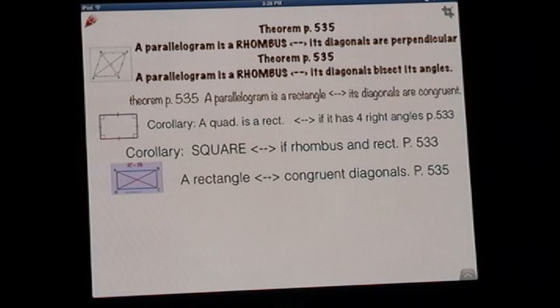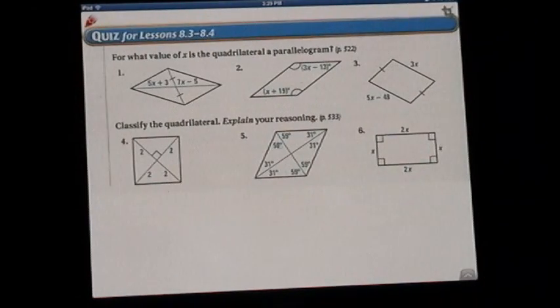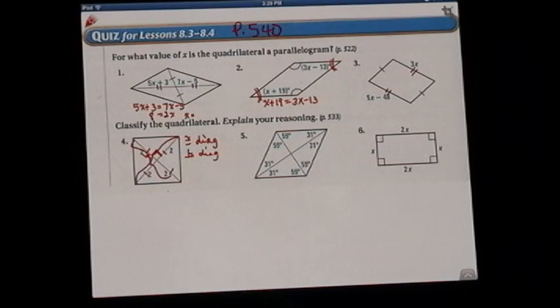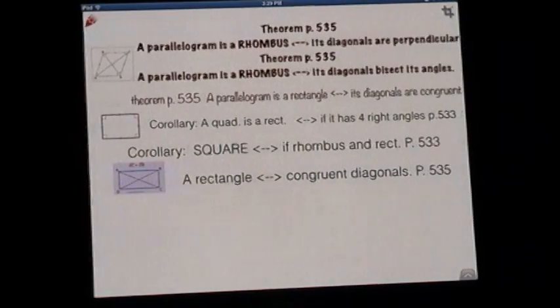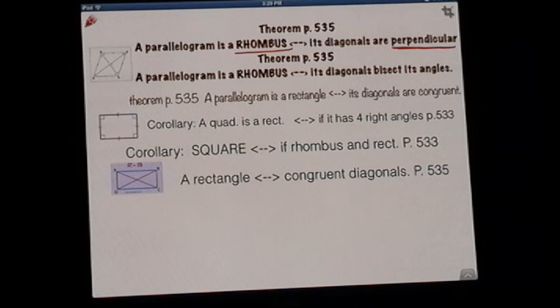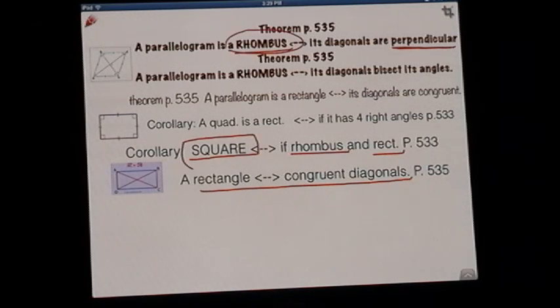Okay, it says a parallelogram is a rhombus if its diagonals are perpendicular. And then we find, what else did we find out about that? Their diagonals are perpendicular and they're congruent. So we find it's a rectangle if its diagonals are congruent, but then here we see that it's a square if it's both a rhombus and a rectangle. And because it's a rhombus and a rectangle, then it must be a square.